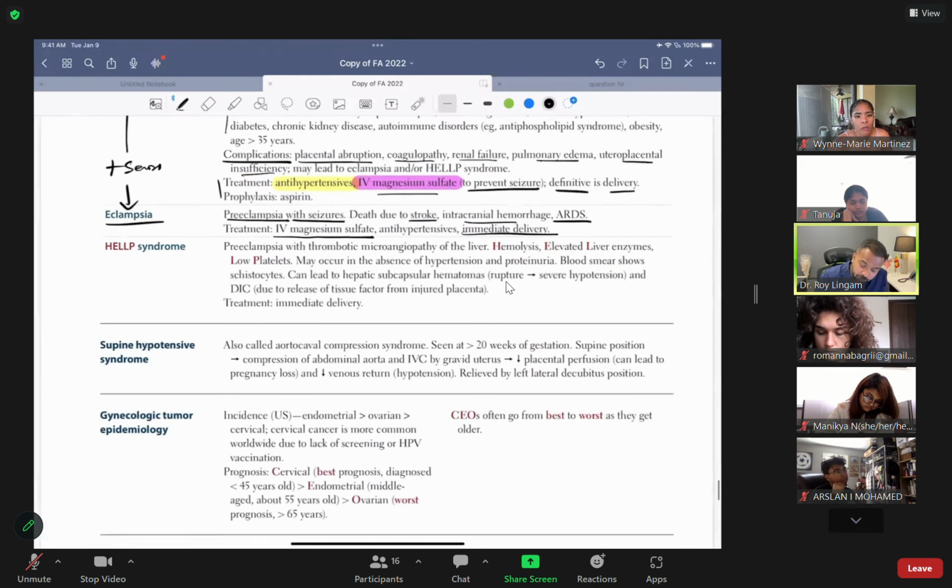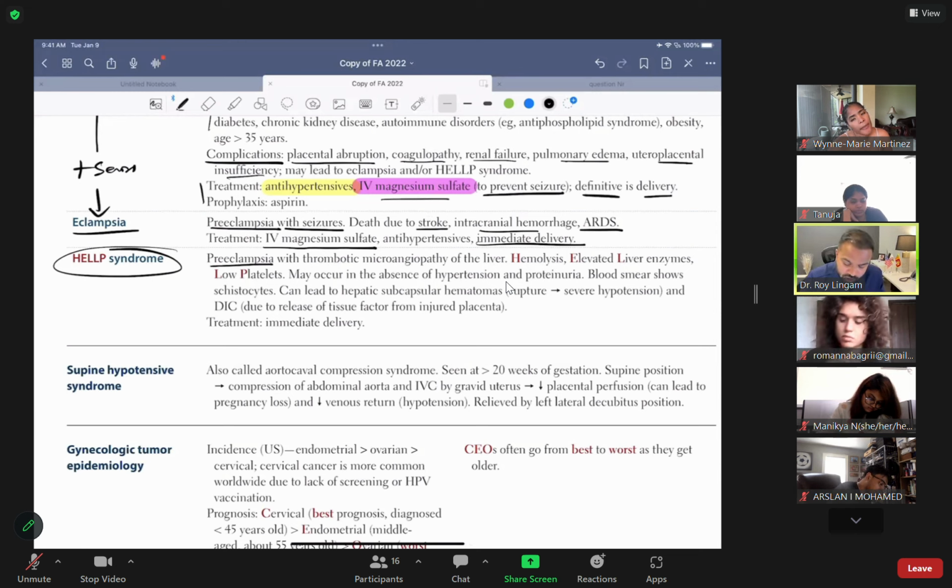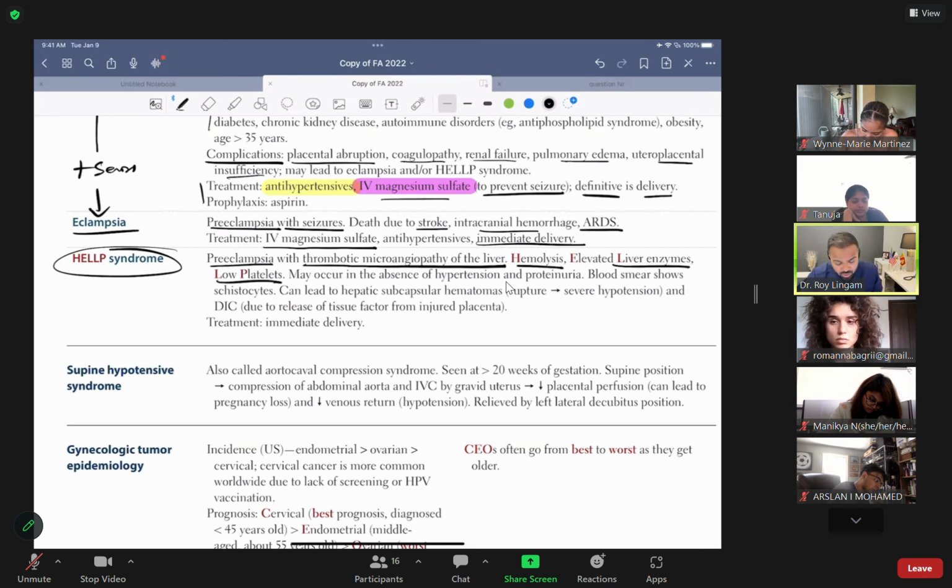Now, next. HELLP syndrome. It is preeclampsia with some thrombotic microangiopathy of the liver. So it's a problem with the liver: red blood cell breakdown, hemolysis, elevated liver enzymes, low platelets. It's a group of disorders put together. We call this HELLP syndrome, folks. It may occur in the absence of hypertension or proteinuria. You don't have to have high blood pressure or proteinuria.